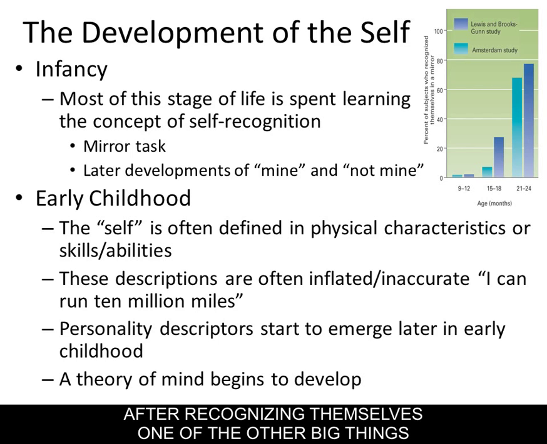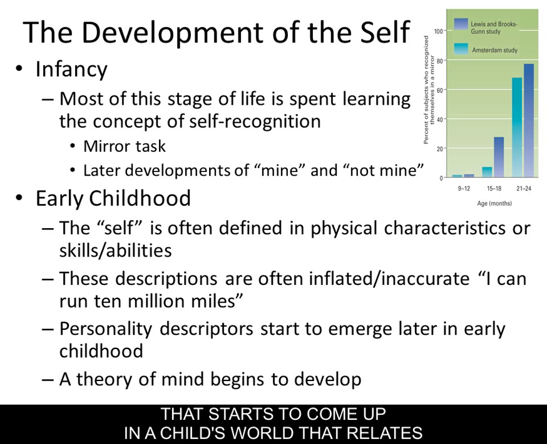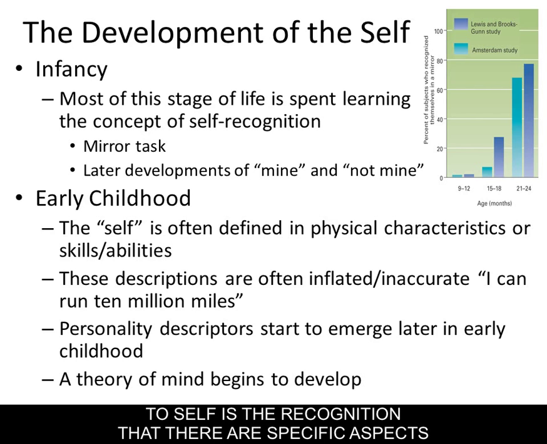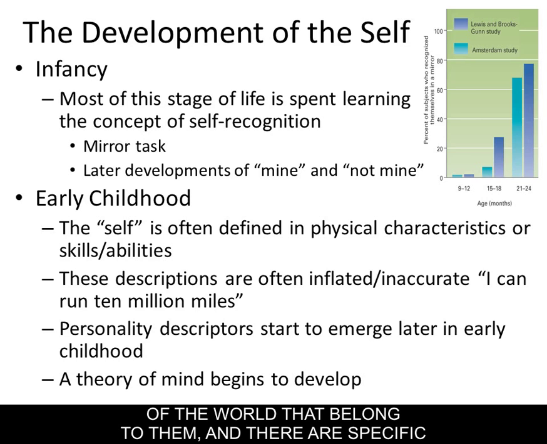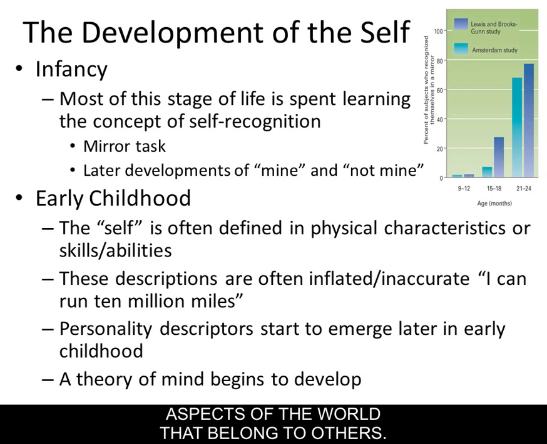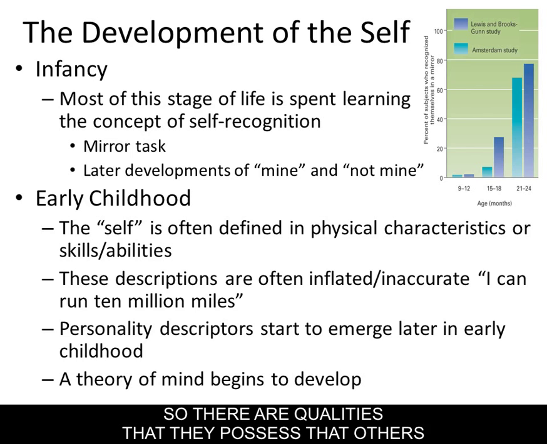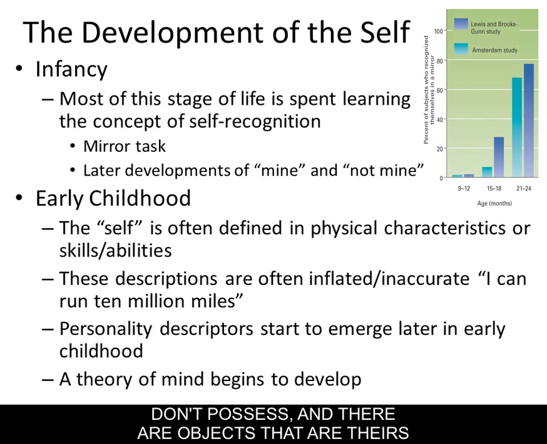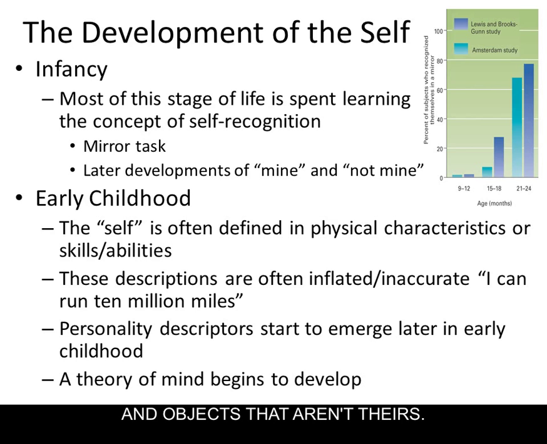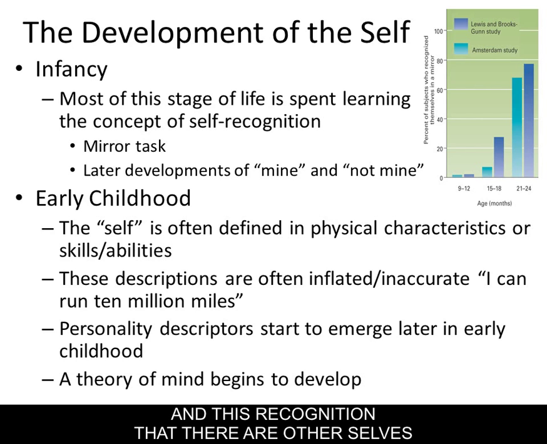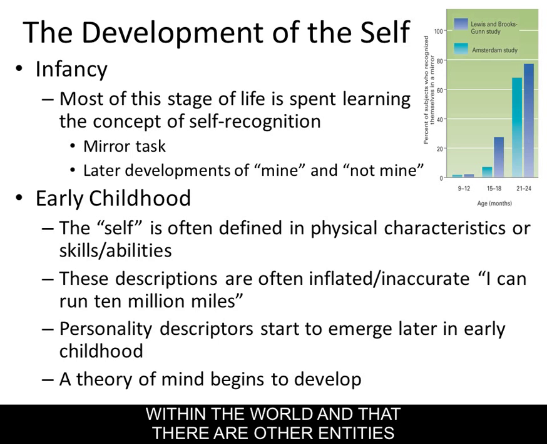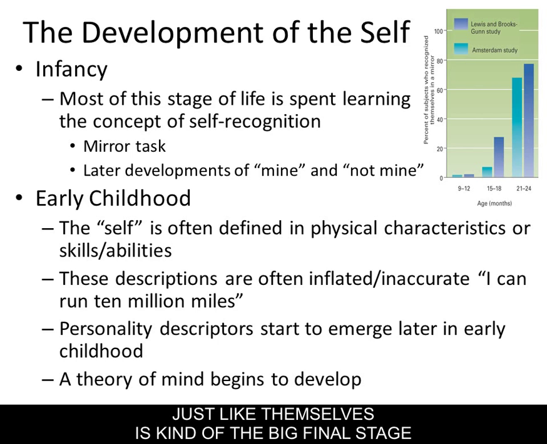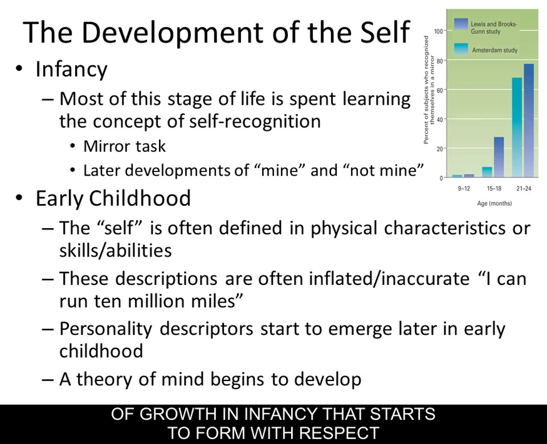After recognizing themselves, one of the other big things that starts to come up in a child's world that relates to self is the recognition that there are specific aspects of the world that belong to them, and there's specific aspects of the world that belong to others. So there's qualities that they possess that others don't possess, and there's objects that are theirs and objects that aren't theirs. And this recognition that there's other selves within the world and that there's other entities just like themselves is kind of the big final stage of growth in infancy that starts to form with respect to this idea of the self.